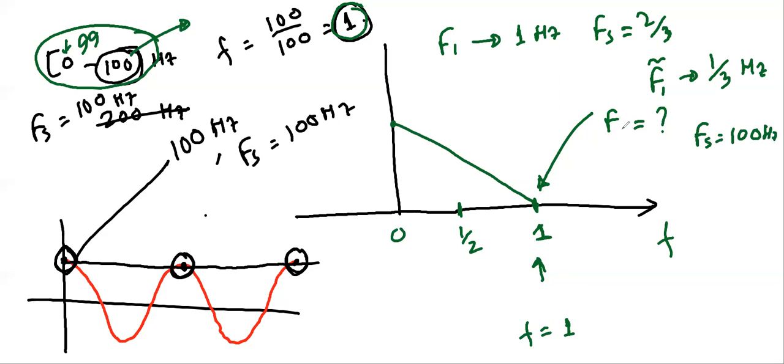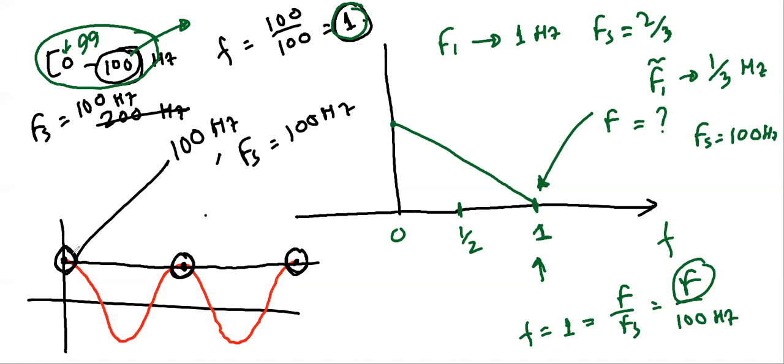Of course, this is 100 hertz, isn't it? Because f is equal to what? F divided by Fs, and we are looking for f, and Fs is equal to 100 hertz. So of course the f is also 100 hertz. So at this location, f is actually 100 hertz.